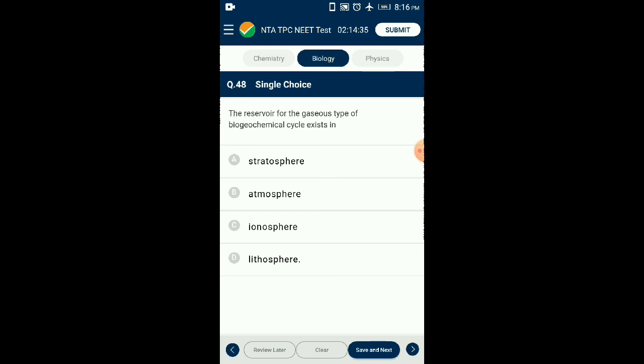Question number 48. The reservoir for the gaseous type of biogeochemical cycle exists in. The biogeochemical cycle is also known as the nutrient cycle, and it is of two types: gaseous and sedimentary. The atmosphere is the reservoir of nitrogen and oxygen cycles, or gaseous cycles. So the answer is option B, atmosphere.